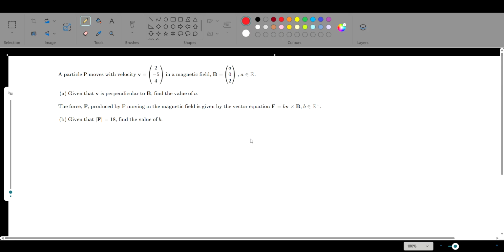This time we have the new sum. The particle P moves with the velocity v, that is 2, minus 5, 4, in the magnetic field B, A, 0, 2. A belongs to real numbers. Given that the velocity is perpendicular to B, find the value of A. Velocity is perpendicular to the magnetic field, so we have to figure out the value of A.